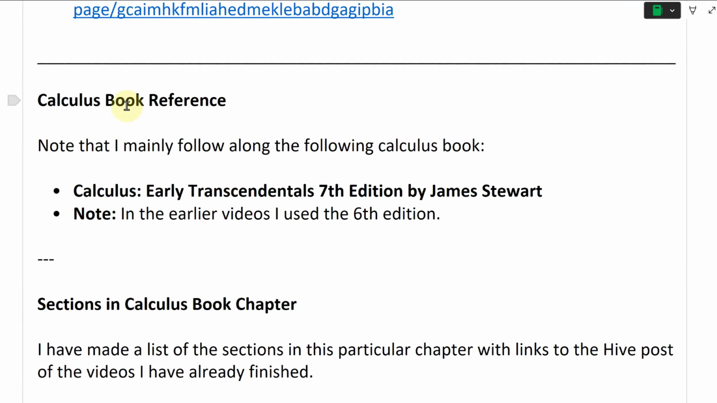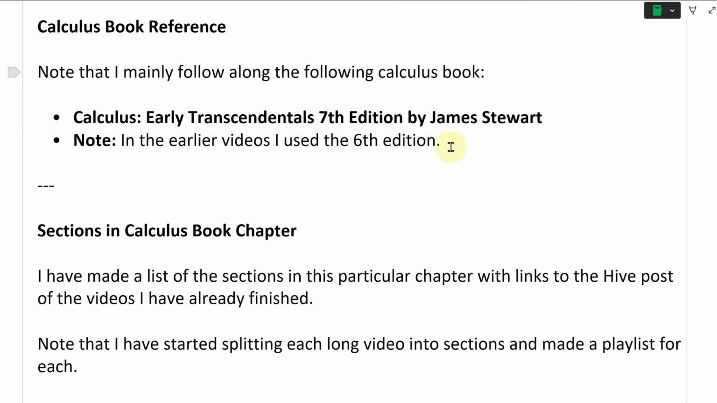So here's the calculus book reference. Note that I mainly follow along the following calculus book. This is Calculus Early Transcendentals, 7th edition, by James Stewart. And note, in the earlier videos I used the 6th edition.